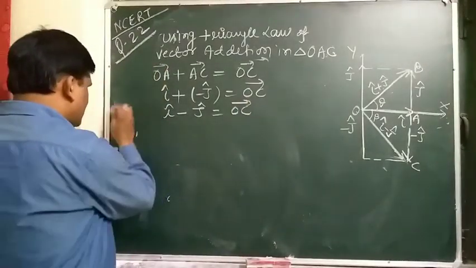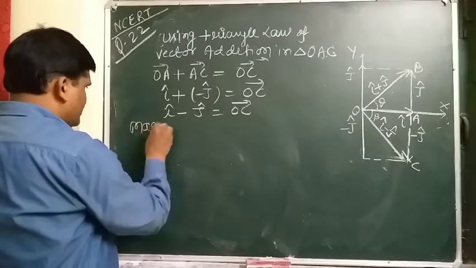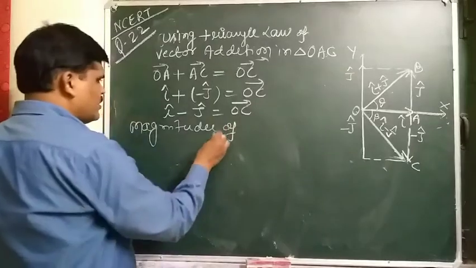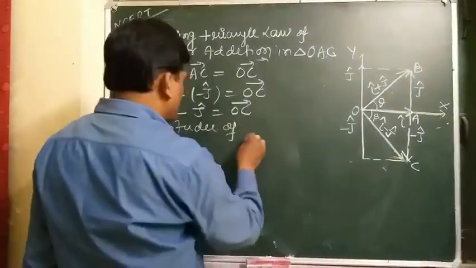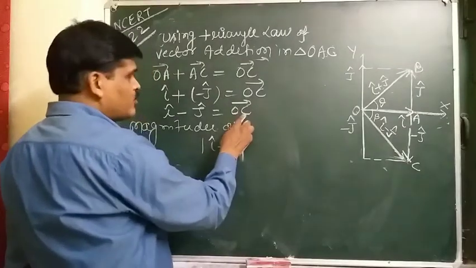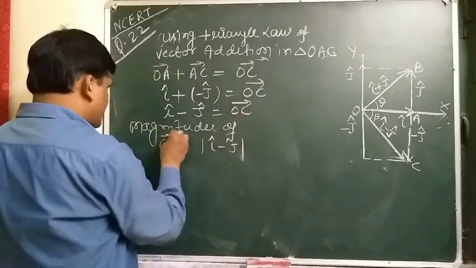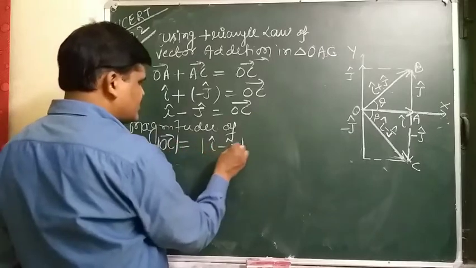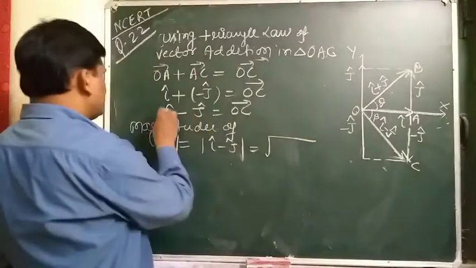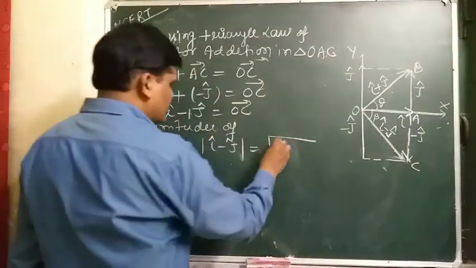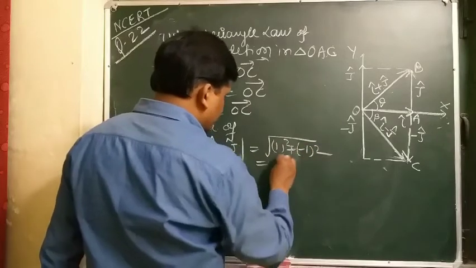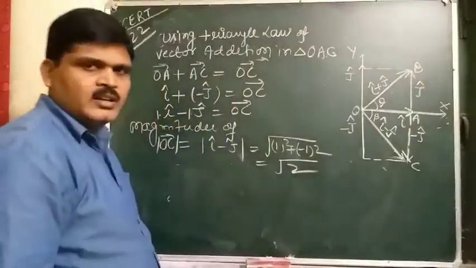Magnitude of vector i cap minus vector j cap means magnitude of OC vector. Magnitude of OC vector means the magnitude of i cap minus j cap unit vector, and its magnitude is 1 and also minus 1. So the square root of 1 square plus minus 1 square is the magnitude, which comes out to be root 2.